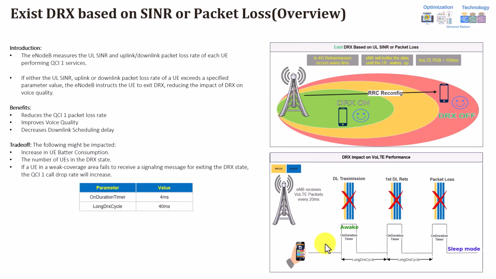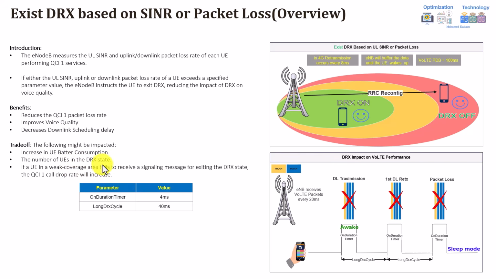Also, in general, as you can see here, the transmission is sent every 40 milliseconds, but in case the DRX is off, it will be every 20 milliseconds. So this also can improve the downlink scheduling delay or latency, because now the eNodeB can transmit to the users all the time every 20 milliseconds. And in general, the voice quality can improve if the user is out of DRX, because the latency is improving, so this can even give a better voice quality. So this is the main advantage of this feature.